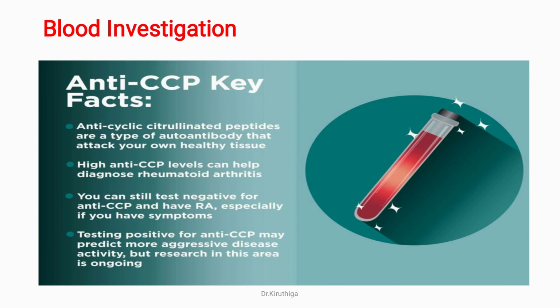AntiCCP is a specific test for rheumatoid arthritis. In cases where symptoms and signs are present and AntiCCP is positive, then we can diagnose that it is a case of rheumatoid arthritis. The normal value is less than 20 EU per ml.